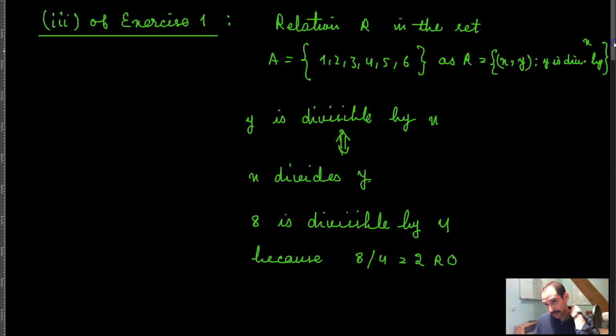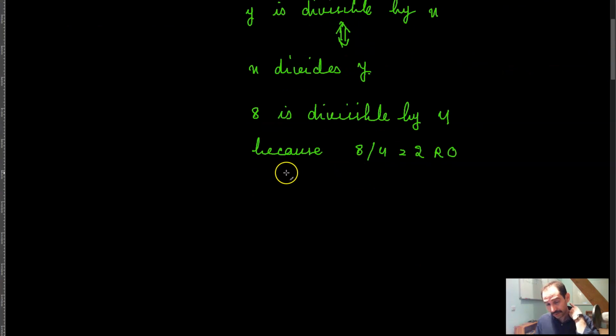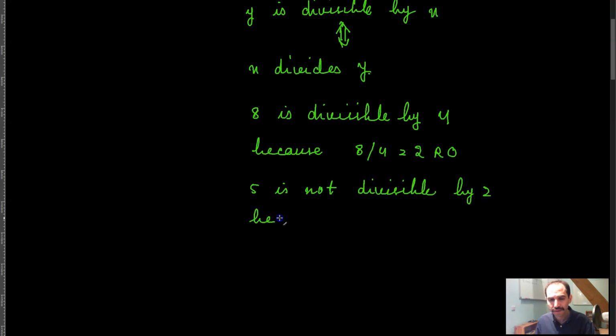But then by the same logic, of course, you know that, for example, 5 is not divisible by 2, because 5 divided by 2 is equal to 2, remainder 1. 2 times 2 is equal to 4, 4 plus 1 is equal to 5, right?